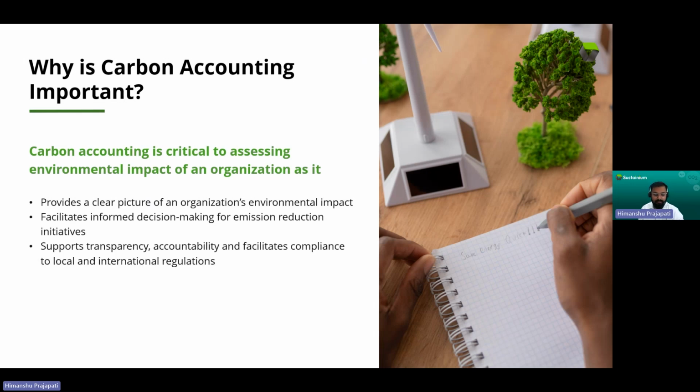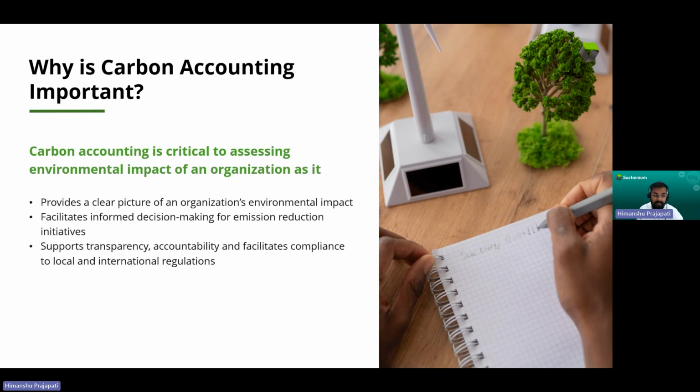As we see, many countries are mandating ESG reporting, and carbon accounting is one of the building blocks of ESG reporting, so it becomes very important for organizations to account for their carbon. Essentially, carbon accounting supports transparency and accountability, and it also facilitates compliance with local as well as international regulations.